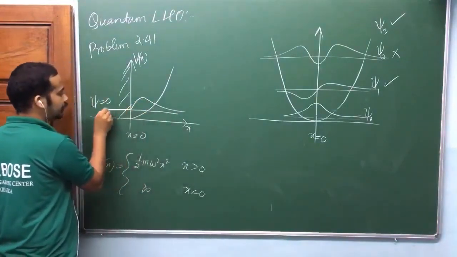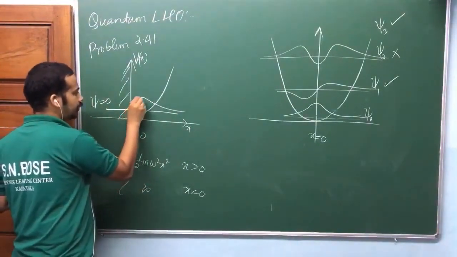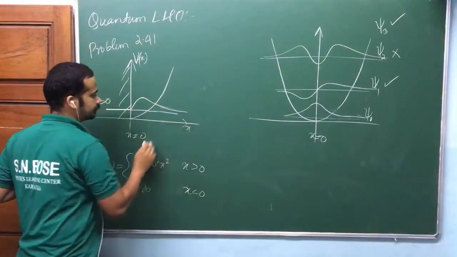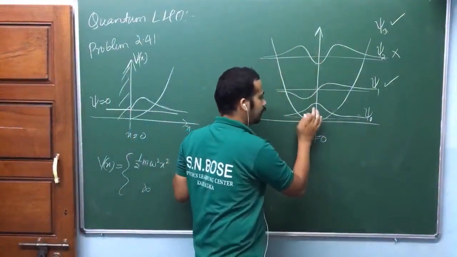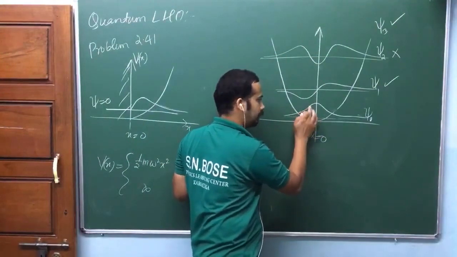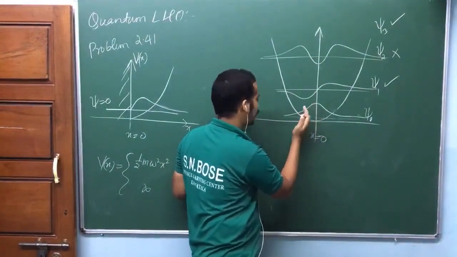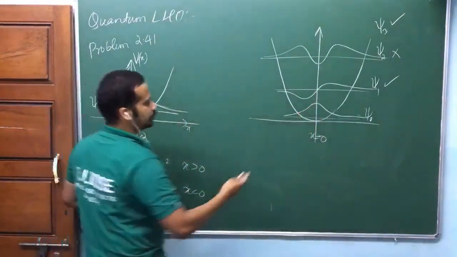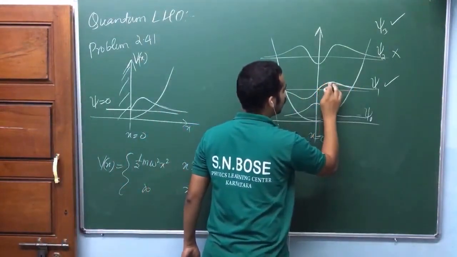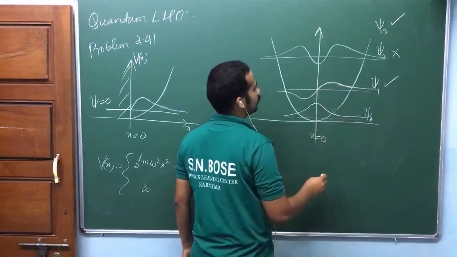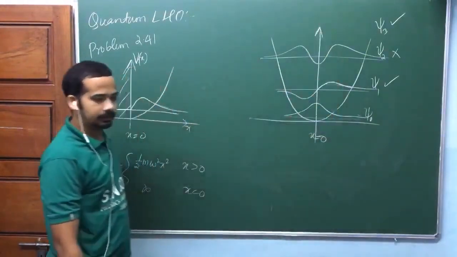The wave function is 0 here, so it will be like this. This region is cut off. But if you keep this one, it will not satisfy continuity, because on this side the wave function is 0, so we should start from 0. Whatever states start from 0 here are allowed. Is that okay? So can you draw the next state similarly?